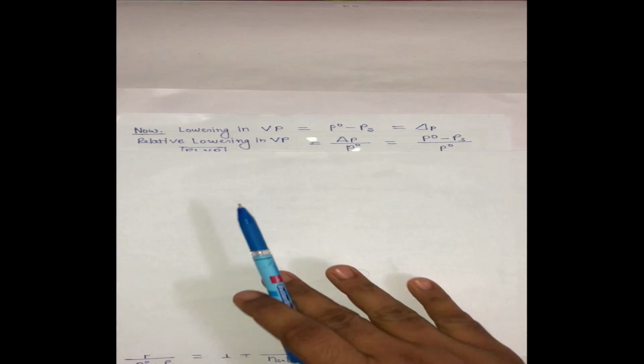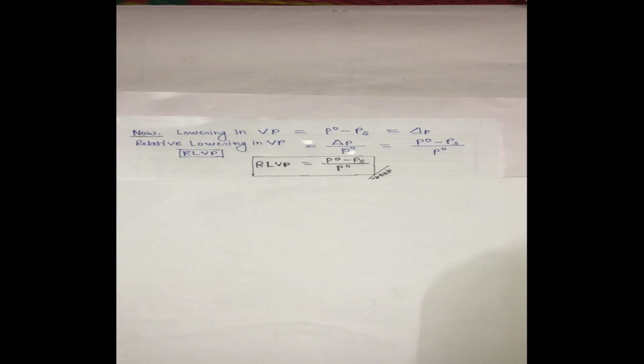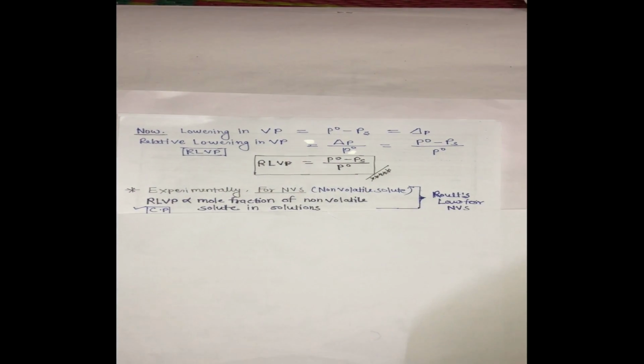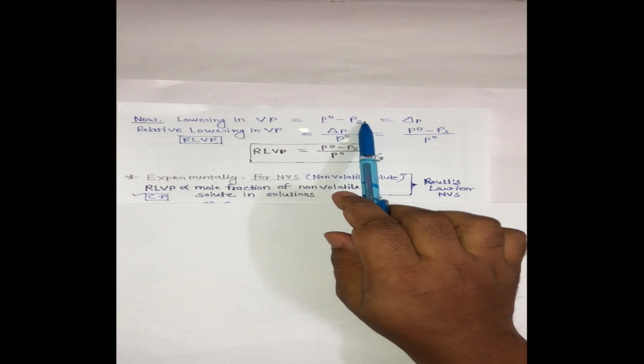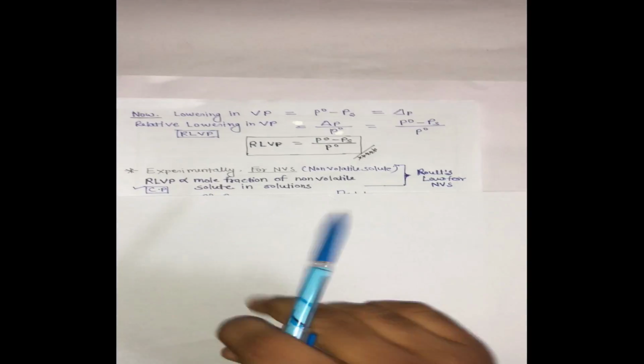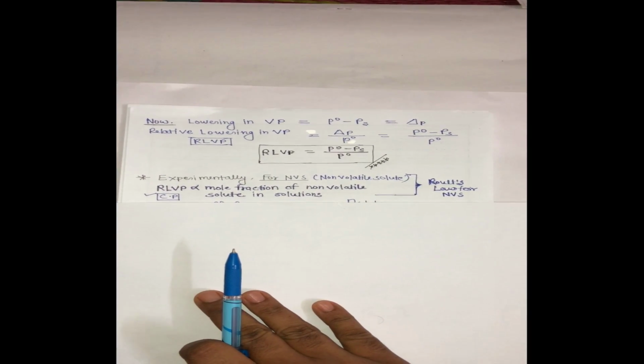And further, if delta P is divided by the original P naught, it is known as relative lowering in vapor pressure. When the lowering in vapor pressure is divided by the vapor pressure of the pure solvent, it is considered RLVP, relative lowering in vapor pressure. What is relative lowering in vapor pressure? Lowering in vapor pressure, that is (P naught minus PS) divided by P naught. P naught means VP of pure solvent.